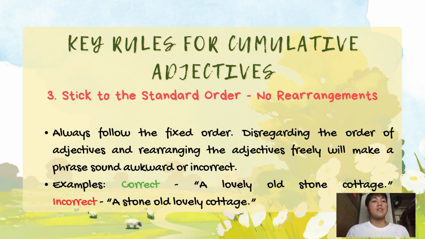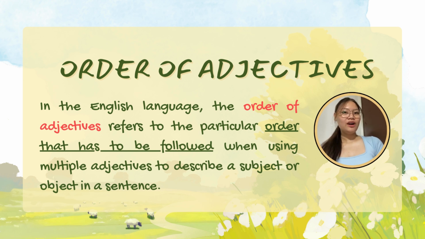So notice how it just sounds so chaotic and incorrect. Now, let's move on to the order of adjectives. When we use more than one adjective to describe a noun, there's a general order we tend to follow. Although it may seem unusual at first, adhering to this order makes our sentences flow more smoothly.